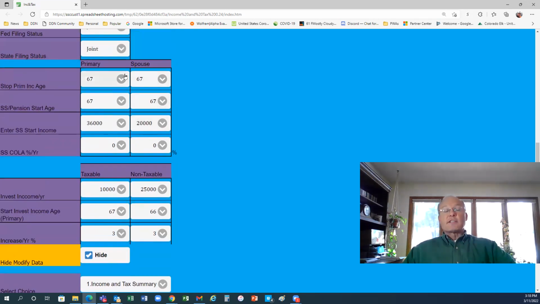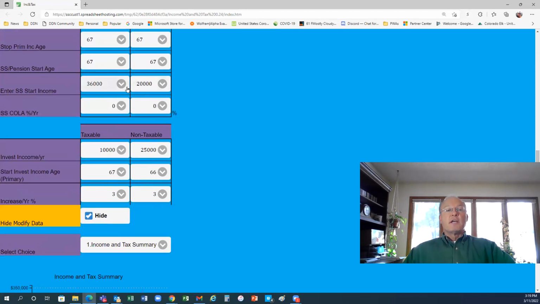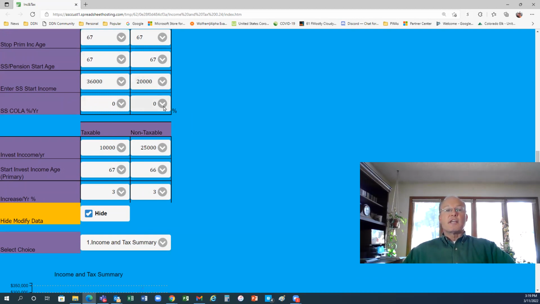The other part of the equation, obviously on the income and tax, is to tell us when you're going to quit working. So both these individuals are going to quit working at 67, and when you want your Social Security or pension to start. Both of them say, well, we're going to quit working at 67. Let's start collecting our pensions at 67. And I went out to a Social Security website, and it projected that my income at 67 would be $36,000 a year for the primary individual and $20,000 a year for the secondary individual.